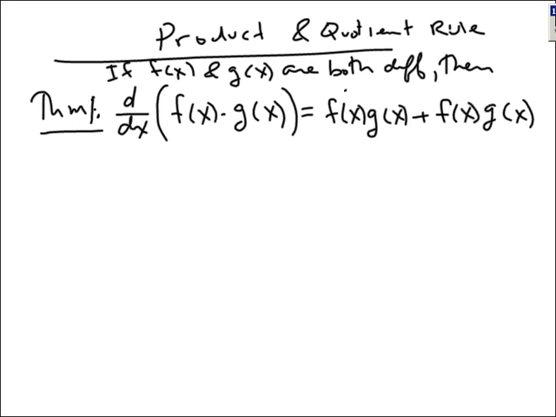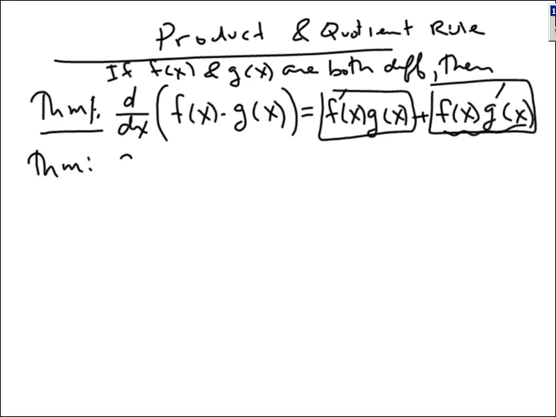First, you take the derivative of the first function, and the second factor, you take the derivative of the second factor. First term, take the derivative of the first factor, f of x. Second term, take the derivative of the second factor, the g prime of x.